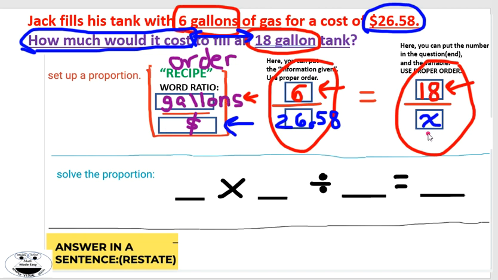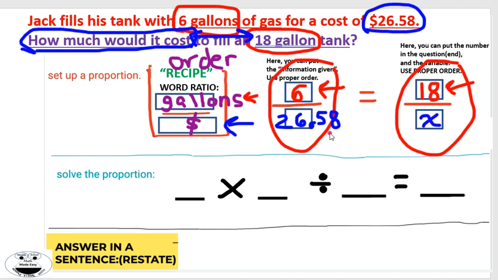How do we know that 18 and the X go together in one ratio and not put the X with the 6? Well, because in our problem, we see that the 18 and the unknown amount of money go together in a rate. They're given to us as like a pair. And we see that the 6 and the $26.58, they are a pair. So we know that they're going to go together in this first ratio. It doesn't matter where you put them, whichever ratio, as long as you have the 18 and the X together, 6 and the $26.58 together.